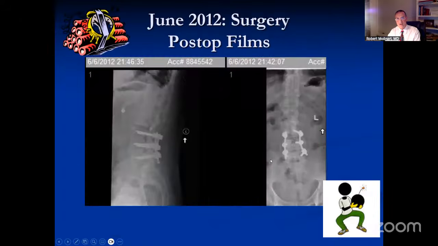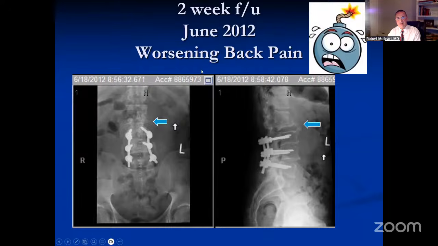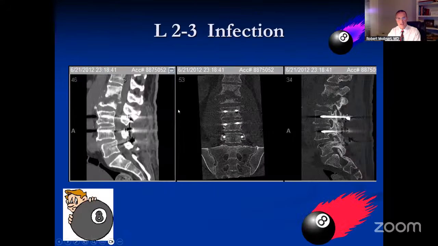So he has the operation, and what happens? What happens is he wakes up, and this is his 2-week follow-up. His back pain is horrendous. It's, Dr. Molinari, I'm miserable. Something's happening. Here are his x-rays. What's going on here? He's got complete collapse of his L2 vertebral body and his L1-2 disc space above the operation I just did 2 weeks ago. Here's a CT scan. What's going on? He's got this huge destructive process.